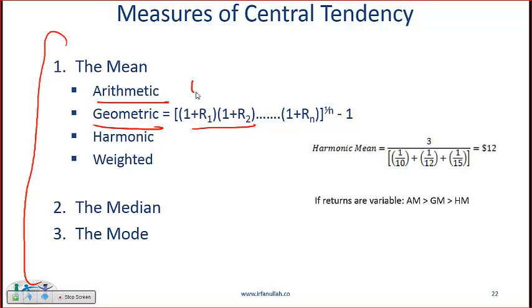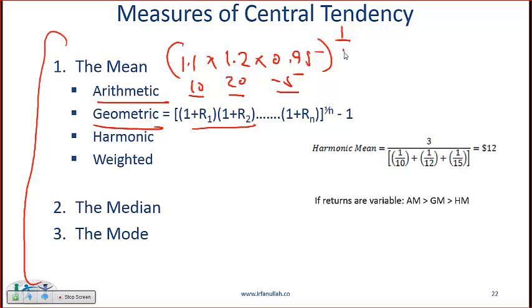And if you have a return of 10% and 20% and minus 5%, you don't just take the geometric mean of 10, 20, minus 5. What you do is 1.1 times 1.2 times 1 minus 0.05, which is 0.95. And all this is raised to the power of 1 over n. N in this case is 3, the number of items. And then minus 1 to get the actual return.